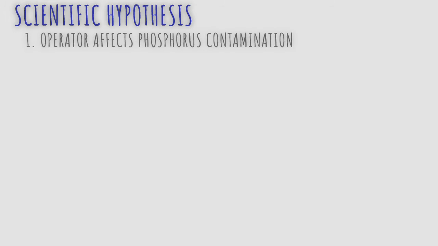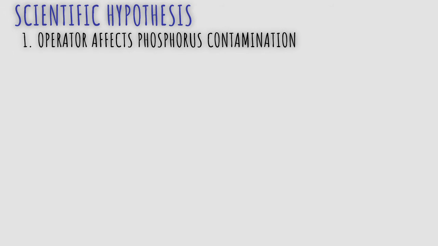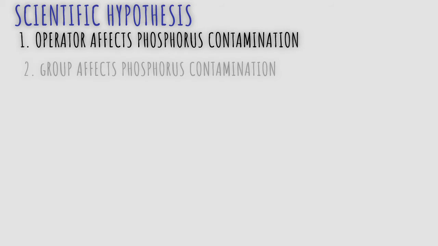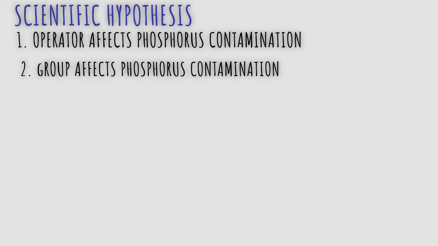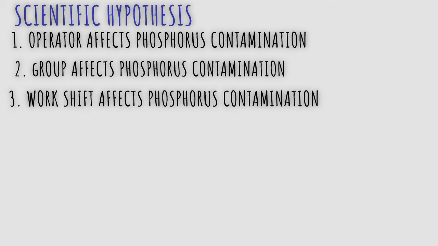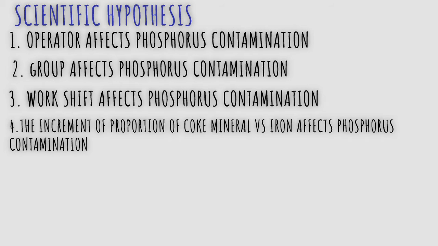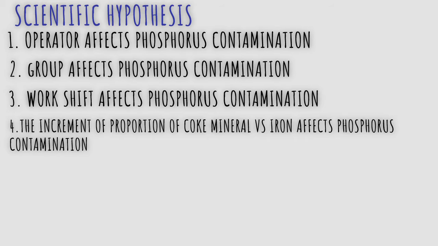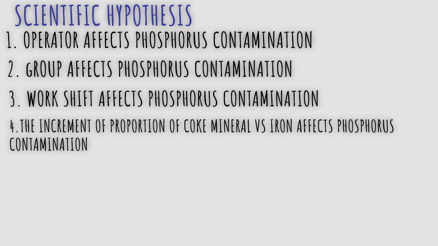The first one is that the operator affects phosphorus contamination. The second, the group affects phosphorus contamination. The third one is that the work shift affects phosphorus contamination. The fourth one is that the increment of the proportion of coke mineral versus iron affects phosphorus contamination.